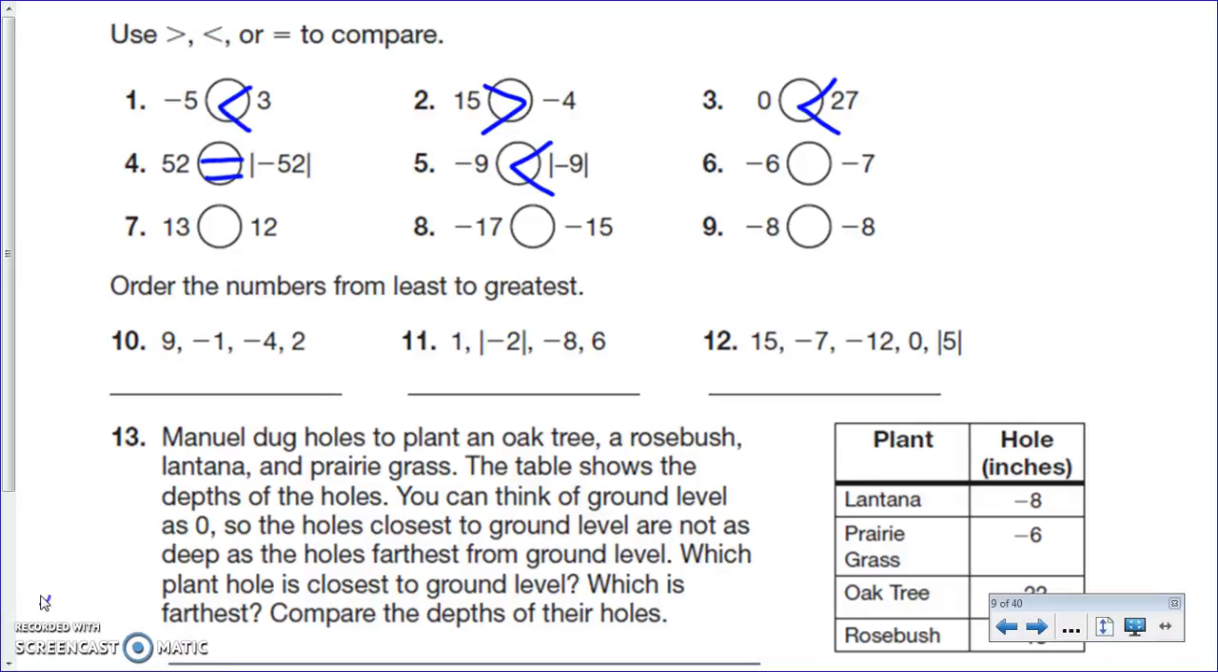For 6, we have -6 and -7. We know -6 is farther to the right, so it is greater than -7. For 7, we know 13 is greater than 12. For 8, we have -17 and -15. -15 is closer to 0, so it's greater. So we have -17 is less than -15. Then we have -8 compared to -8, and we know those two are equal.